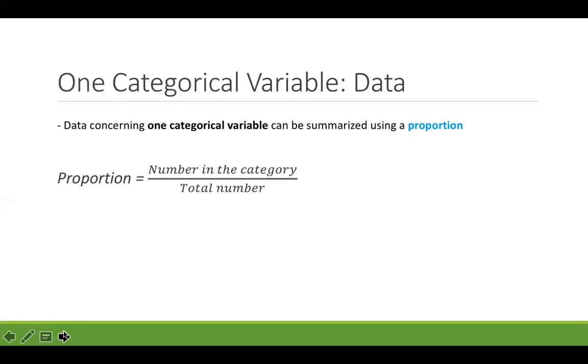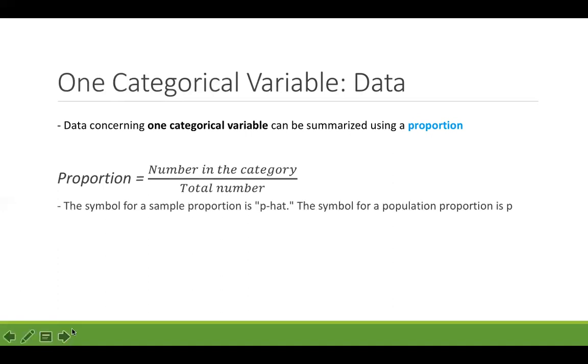A proportion is the number in one category divided by the total number. The symbol for a sample proportion is p hat, so it's lowercase p with a little caret on the top. The symbol for a population proportion is just a p. It can also be summarized by x over n. X is the number in the sample, the category of interest, and n is the sample size, the total number in your group.